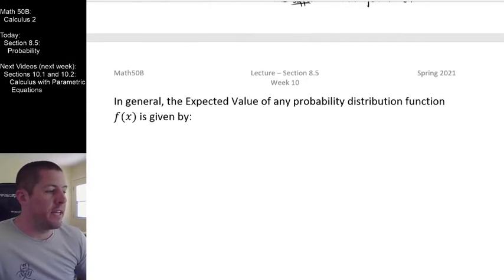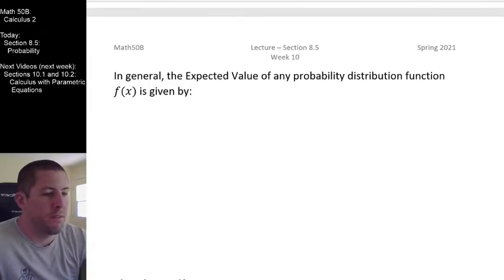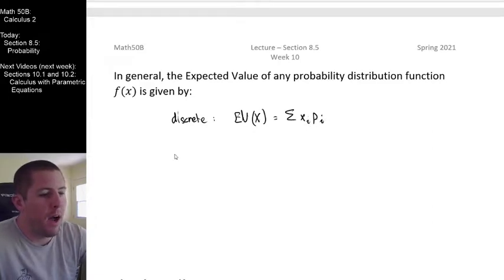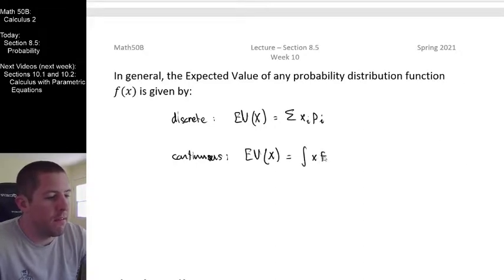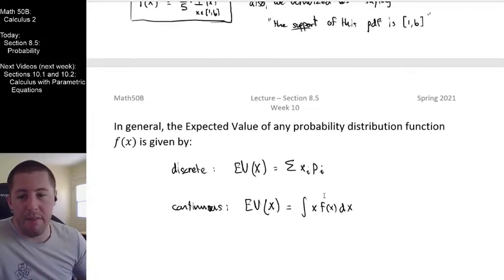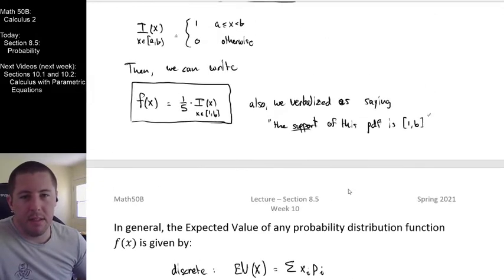So, in general, the expected value of any probability distribution function is given by two different formulas. In the discrete case, the expected value of the random variable x is the sum of each value times its probability. And for the continuous case, we've got our integral: the expected value of the random variable x is the integral of x times f of x dx. I'm going to leave the bounds off right there, depending on how we want to define these things. And by the way, I'm going to scroll back up to tell you why I'm not going to write bounds on this right now.